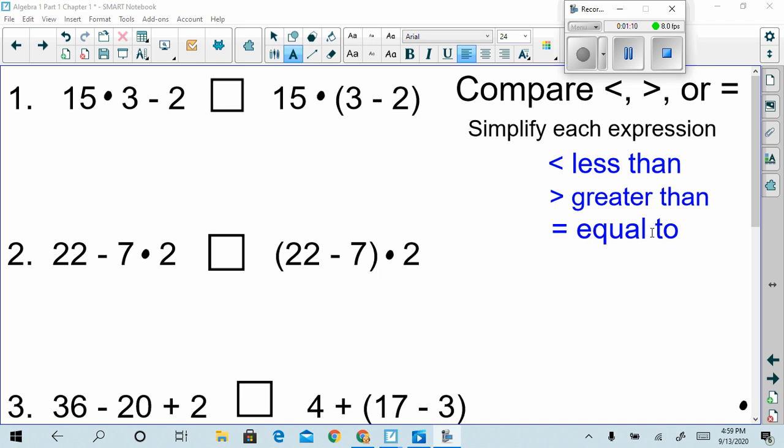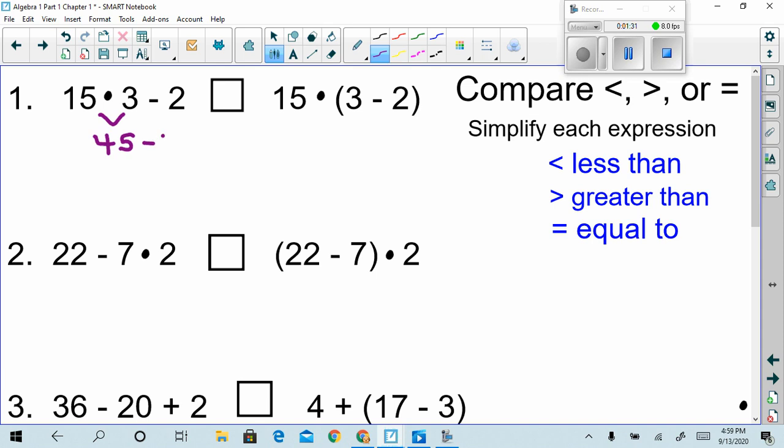Looking back to my rules of order of operations, I want to multiply. Again, I'm going to ignore the right side. I'm just going to look at this left side. I see a multiplication, so I am going to start with multiplying. 15 times 3 will give me 45. And then 45 minus 2 is 43. I'm going to be comparing that in just a moment to this side.